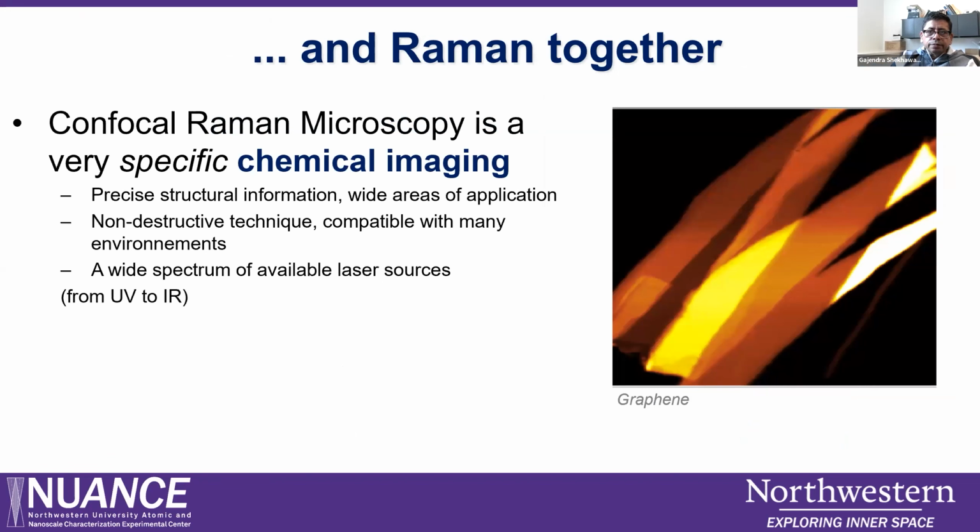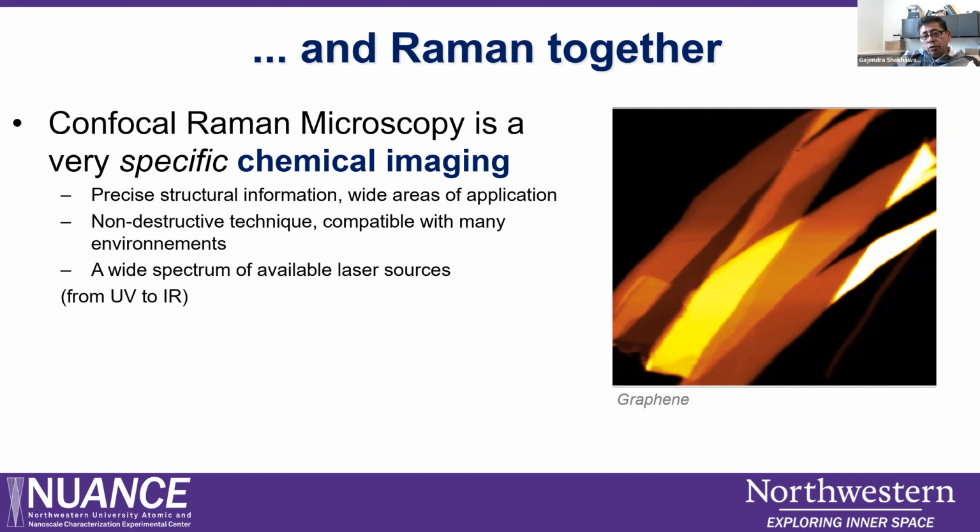Raman system, it is very specific to chemical imaging. So it gives very precise structural information. It has a wide range of applications. It's non-destructive, obviously, and we have a large number of laser sources. The current Raman system we have has 4 laser sources, and the one that we are getting also has multiple laser sources.